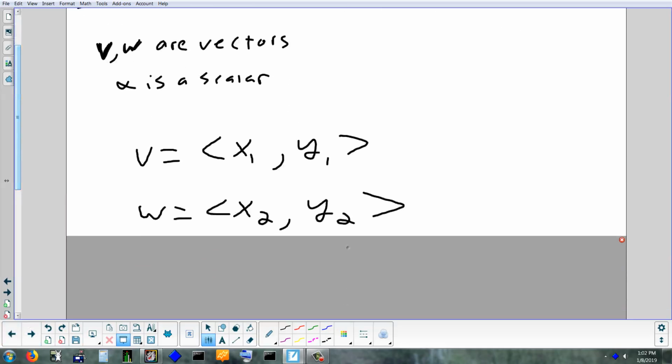Right. So our first vector has an x and y coordinate. And W, the second vector, has an x and y component, not coordinate, component.